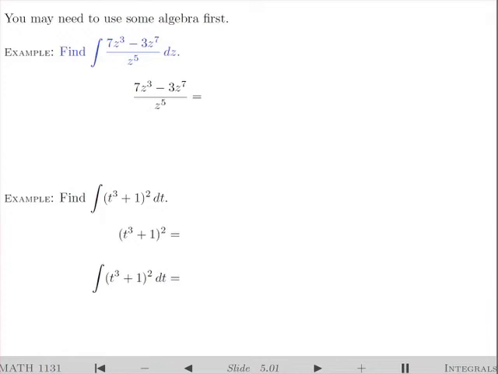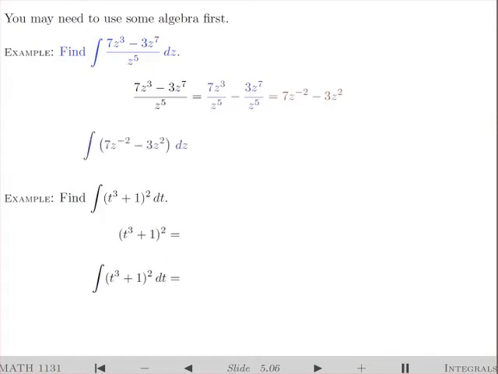In this example, I have 7z cubed minus 3z to the power 7 over z to the power 5. So if I distribute the denominator, I get 7z cubed over z to the power 5 minus 3z to the power 7 over z to the power 5. Z cubed over z to the power 5 is z to the power 3 minus 5, or z to the power negative 2. So the first term is 7z to the power negative 2. Z to the power 7 over z to the power 5 is z to the power 7 minus 5, or z squared. The second term is negative 3z to the power 2.